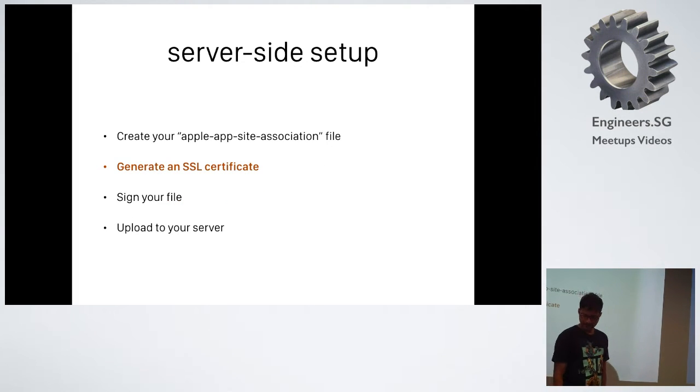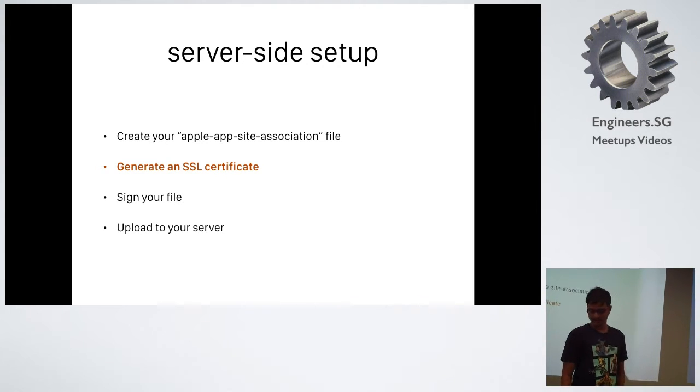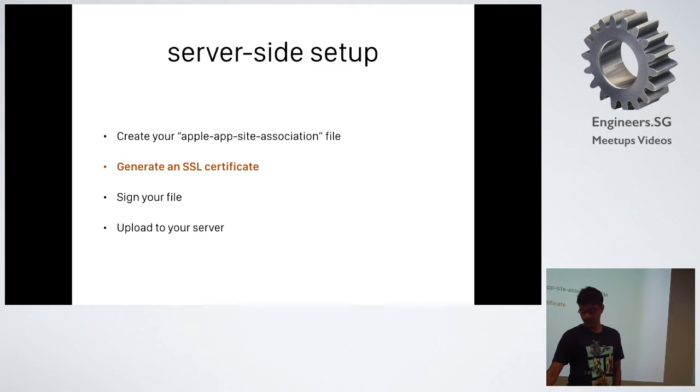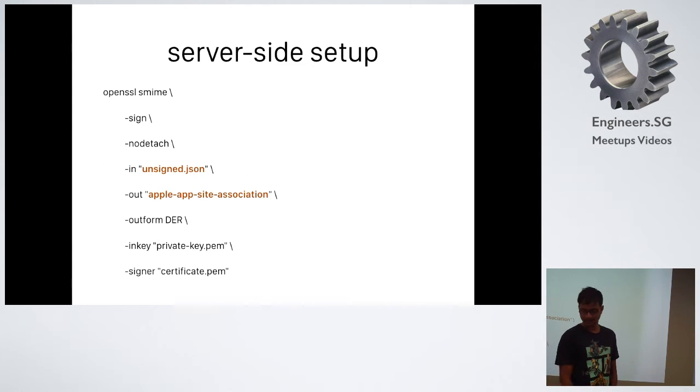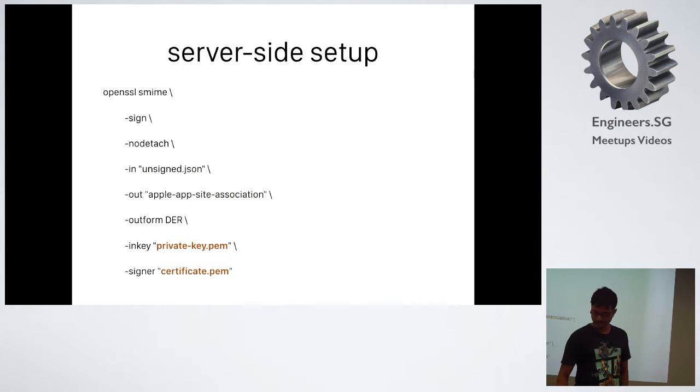The second part is to generate an SSL certificate. This is not something that you can generate from the Apple portal. This needs to be from a trusted authority. Usually, if your domain provider provides HTTPS and they have a way to generate an SSL certificate, you can do that. Once you have the SSL cert, you sign your file like this, and the output is always going to be that Apple App Site Association.